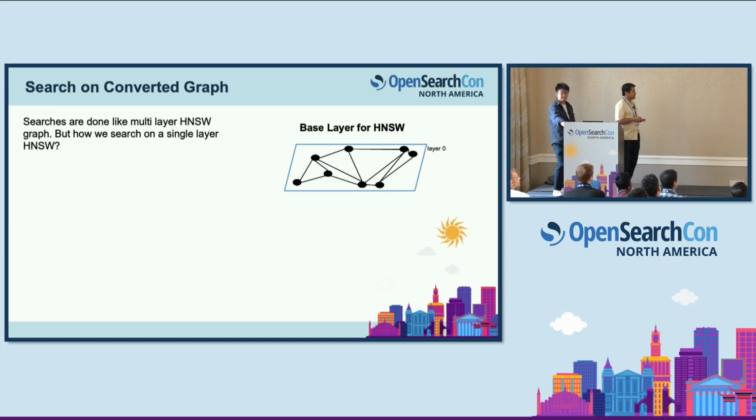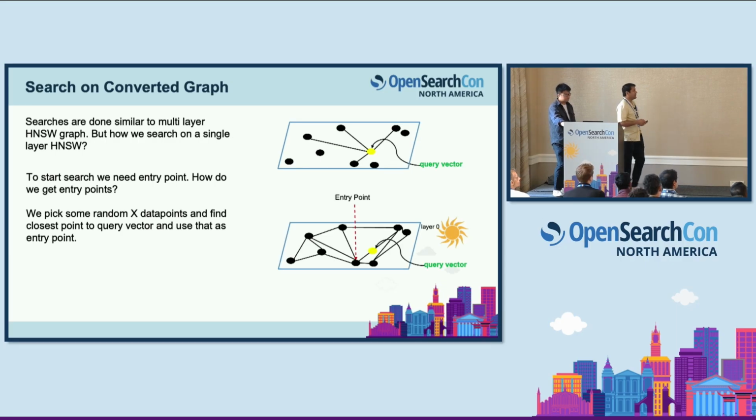Okay, so to start the search, we need an entry point. So how do we get the entry points? The idea that we have utilized is, okay, we'll pick some random data points from the base layer and use the query vector to identify which is the closest point to this query vector, and we use that as an entry point.